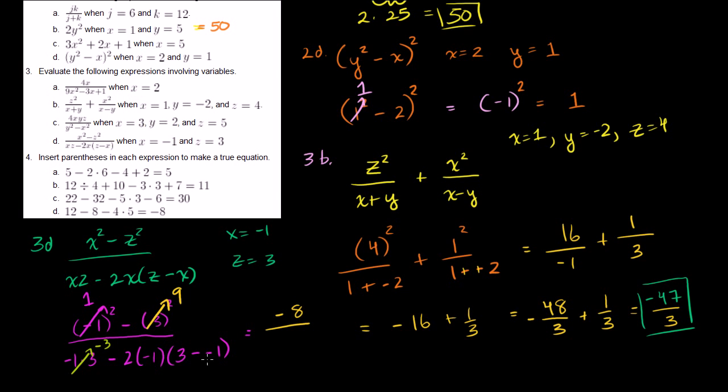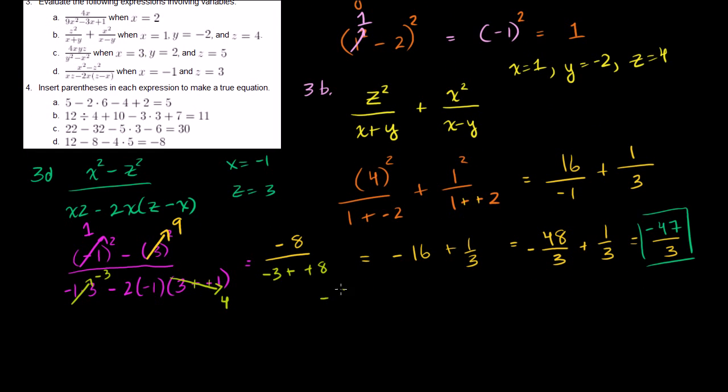And then let's go to our parentheses here. We have 3 minus negative 1. That's the same thing as 3 plus 1. So that right there becomes 4. So our denominator becomes negative 3 minus 2 times negative 1 times 4. So that's negative 8. Minus negative 8. Minus of a negative is the same thing as a plus. So this whole thing becomes negative 8 over negative 3 plus 8. Negative 3 plus 8 is 5. So it's negative 8 over 5.